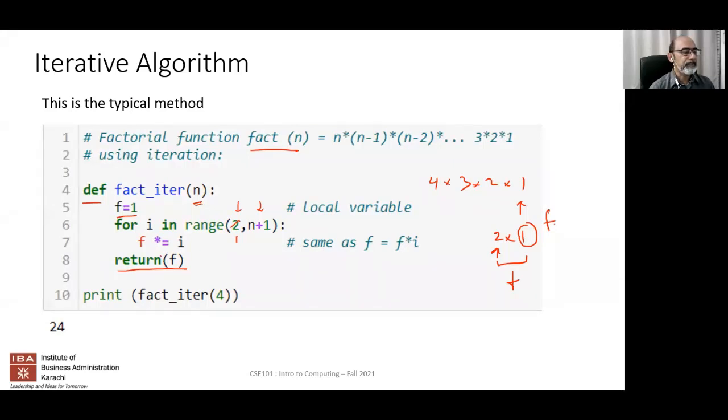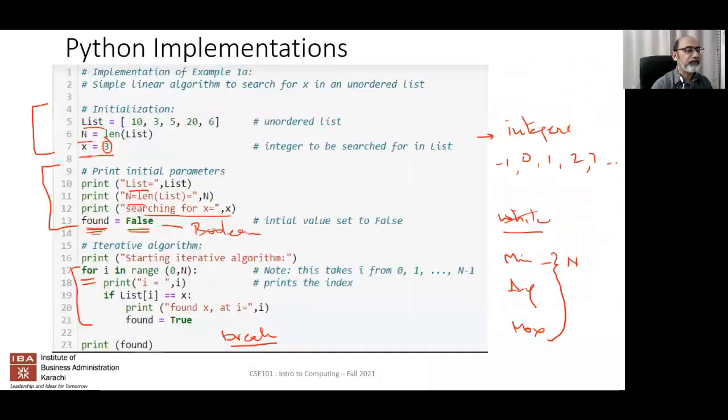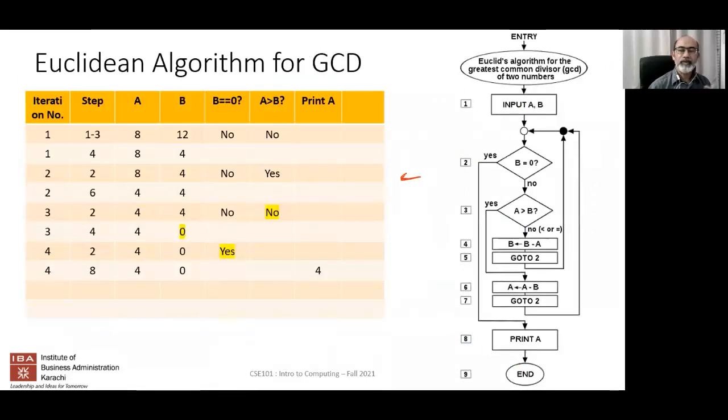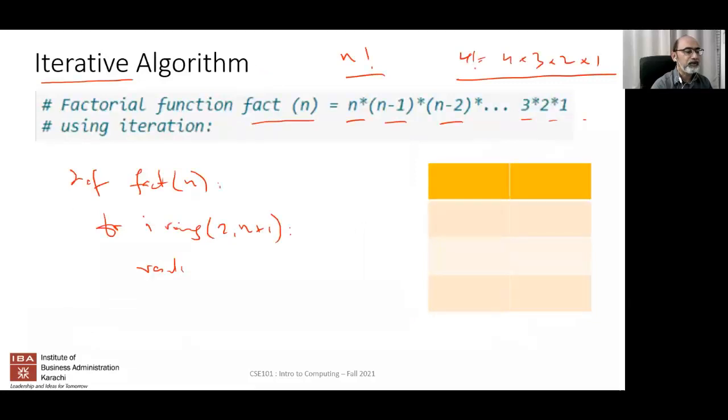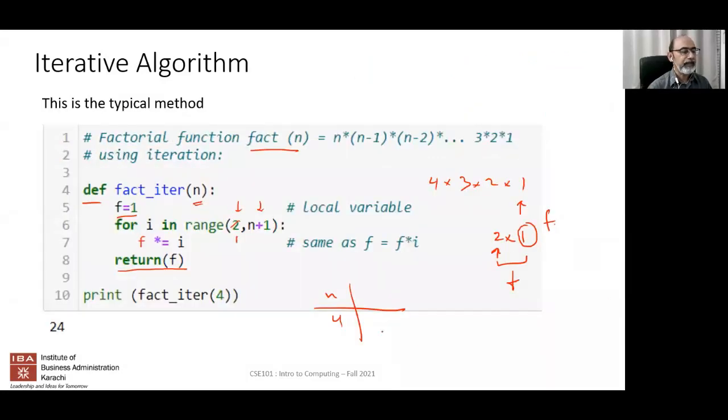Initially, when I say factorial iteration 4, n is going to become 4. If you want to debug this and figure out whether it's going to give you the right result or not, how would you do it? You would go back to the basic example I gave you earlier, start by making a table and putting down the values. You could put n over here, the value of f, and the value of i.